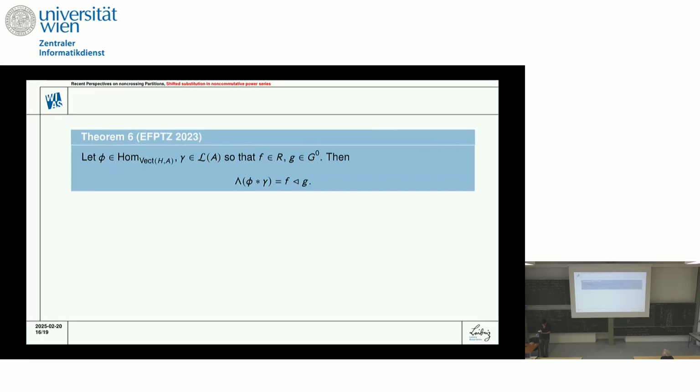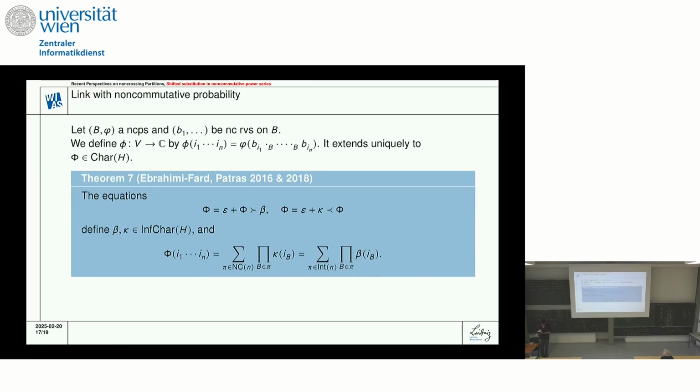Maybe since I'm running out of time, let me just skip to the link with non-commutative probability. So now we take a non-commutative probability space B, and with a state, which is this curly phi, and some set of non-commuting random variables on B, and I define the obvious map. As I said before, I just take phi of a word to be the state phi evaluated on this ordered product of the variables bi1 up to bin.